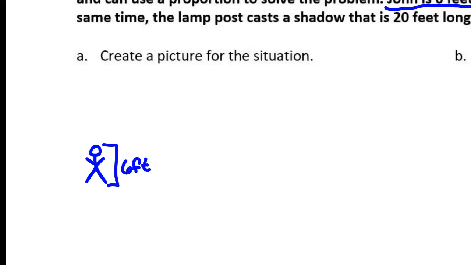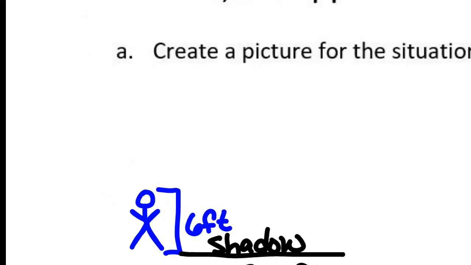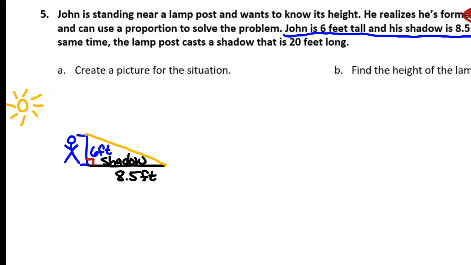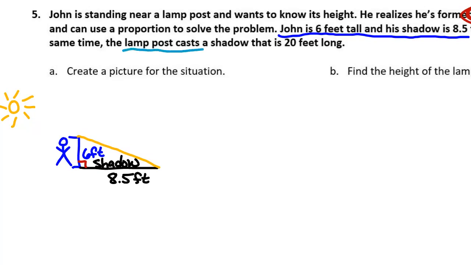He's 6 feet. And his shadow is 8.5 feet. Since the lamppost is also casting a shadow, that means there has to be some other light source here. The sun's rays are forming the third side of our triangle. John is making a right angle with his shadow. The lamppost casts a shadow that is 20 feet long.